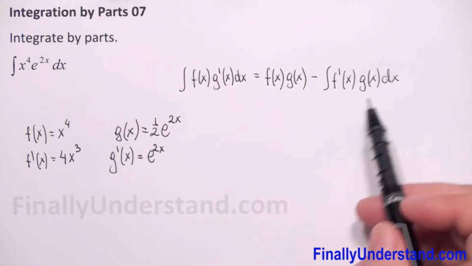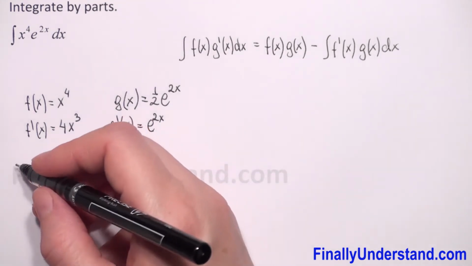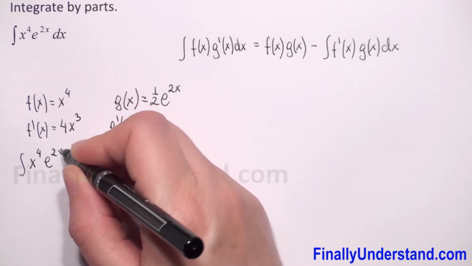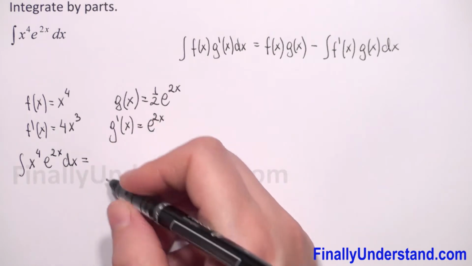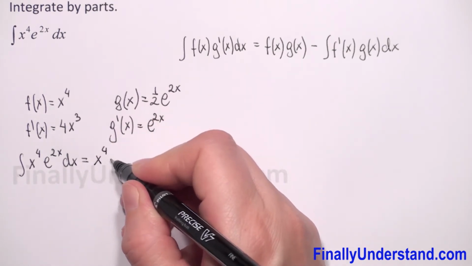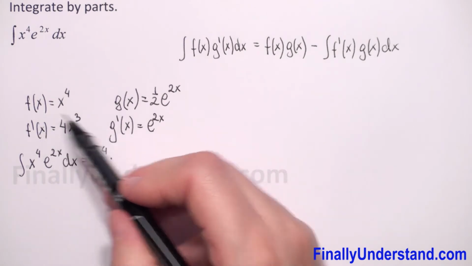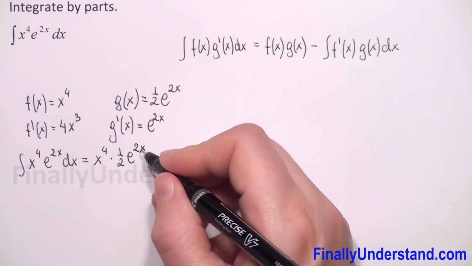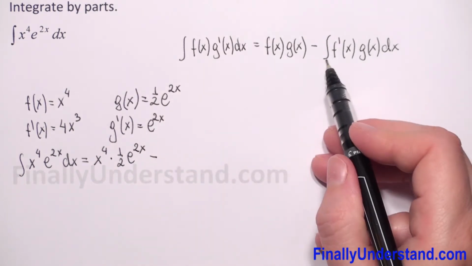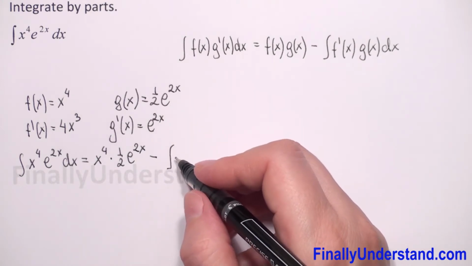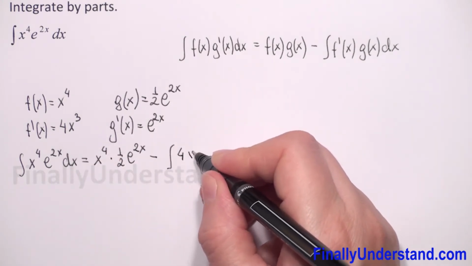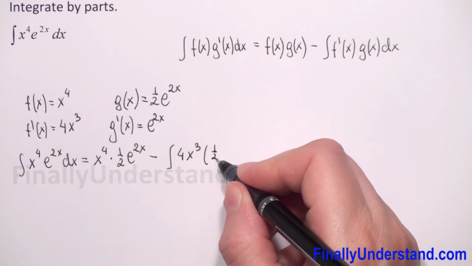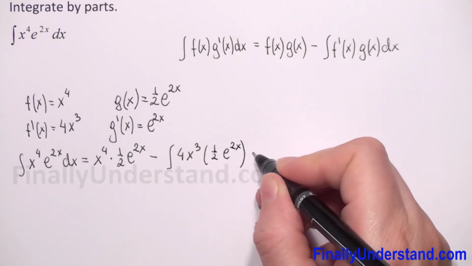So now we can use this formula. Let me rewrite our integral. The integral of x to the 4th power e to the power 2x with respect to x is equal to x to the 4th power times f times g, so 1/2 e to the power 2x, minus, and now we have the integral of f prime, which is 4x cubed, times g. We have g is 1/2 e to the power 2x dx.